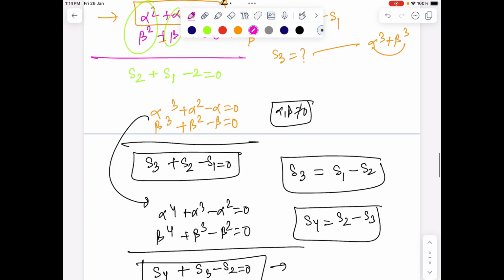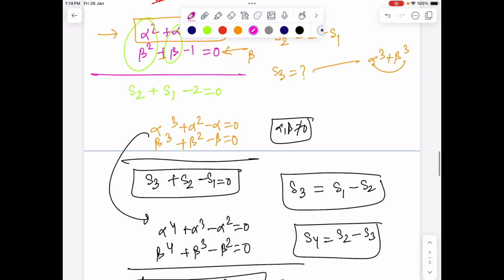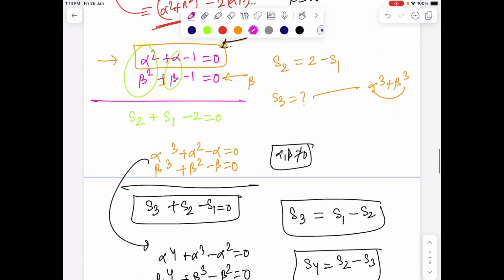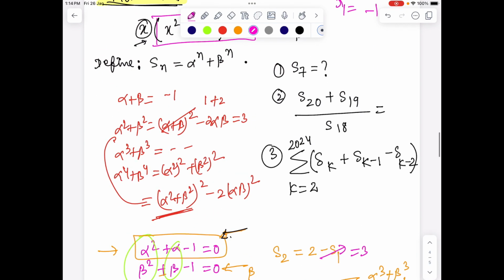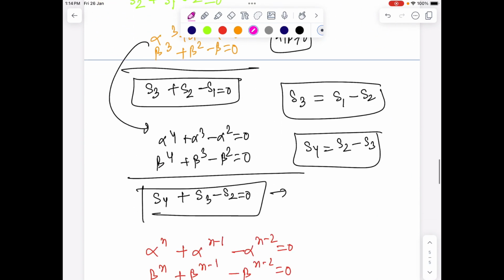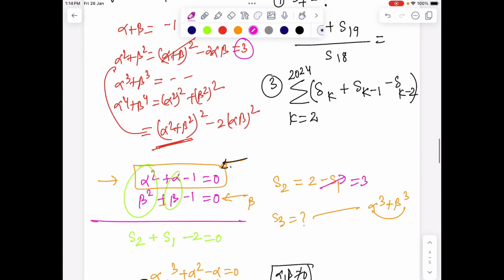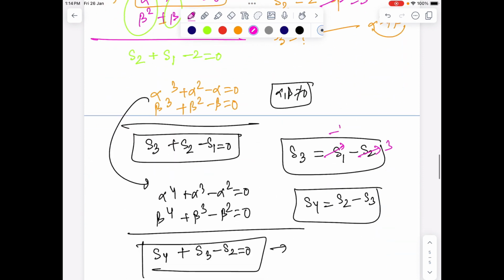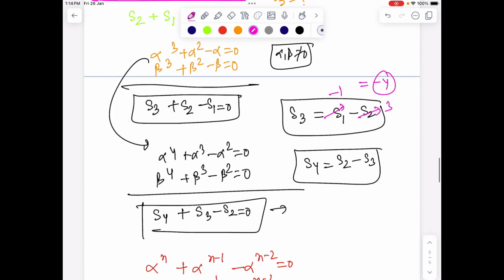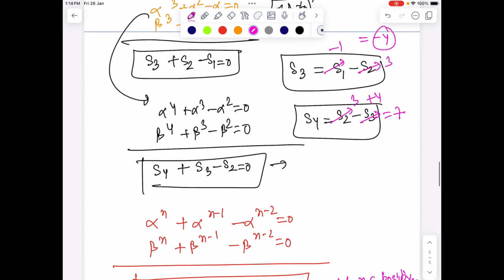Once you know s1, I can just plug it here, which will give me s2. So s2 will become 3, which I have found otherwise as well. Similarly, we'll get s3. s2 is 3, s1 is already minus 1, so we are getting s3 as minus 4. Again, s2 is 3, s3 is minus 4, so that will become plus 4, so s4 is 7.